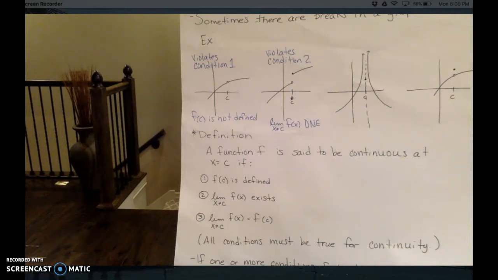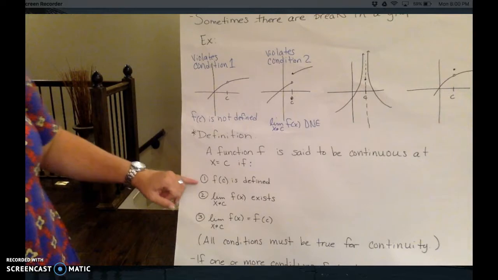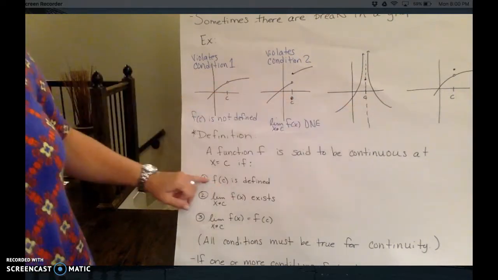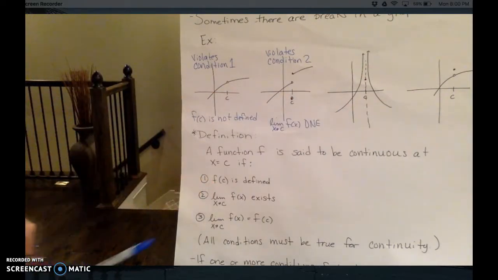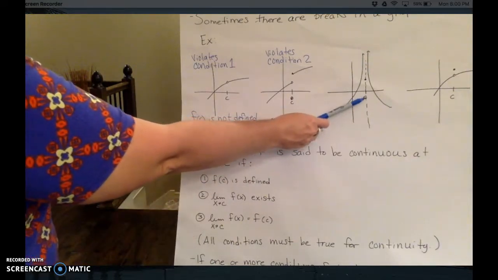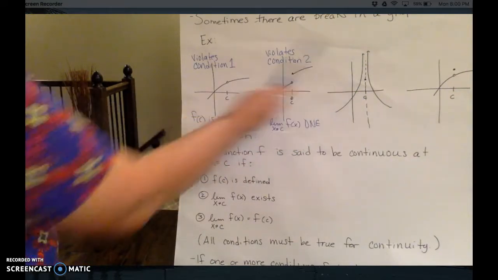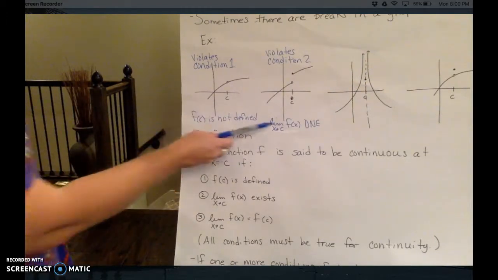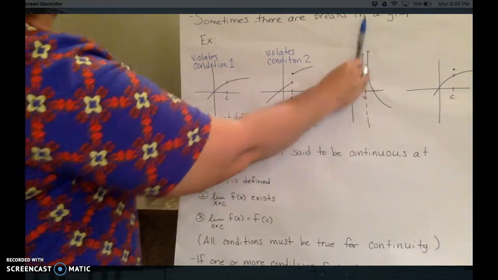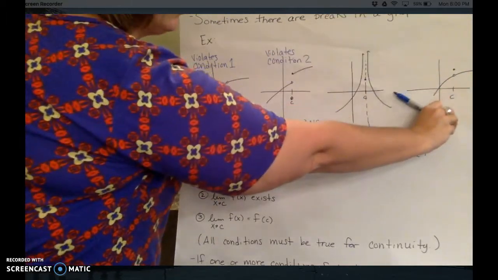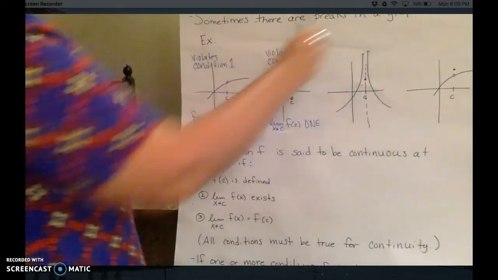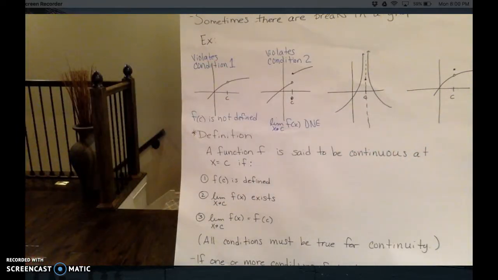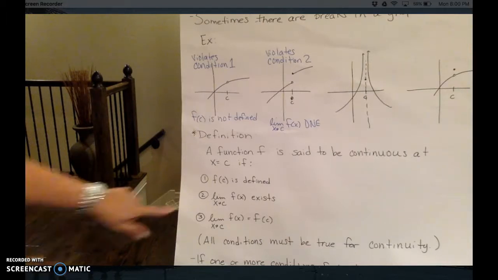Next, we need to talk about this graph. So we have, is f of c defined? Well, we can see here's c. F of c is this dot right here, so it's defined. Does the limit exist? As I approach c from the left, this is going towards positive infinity. As I approach c from the right, it's going towards positive infinity. Since the left and the right-hand limit match, the limit does exist. Okay, so the limit exists.